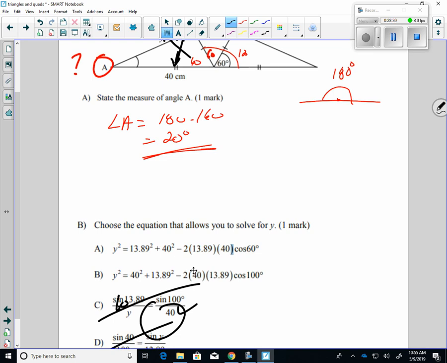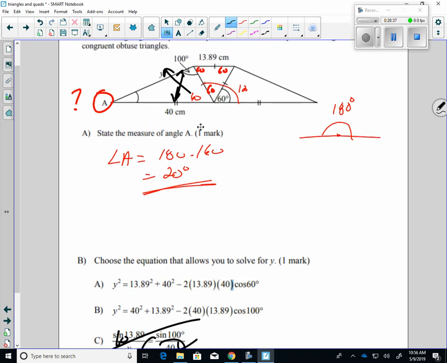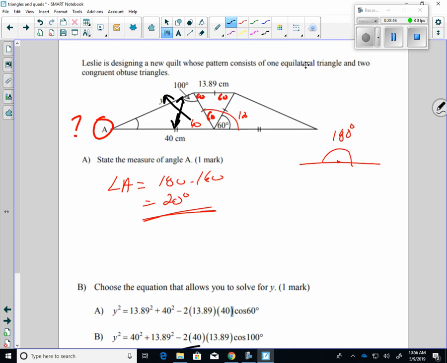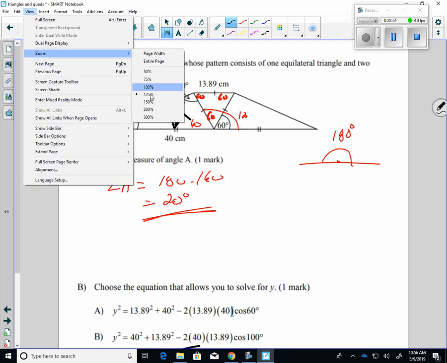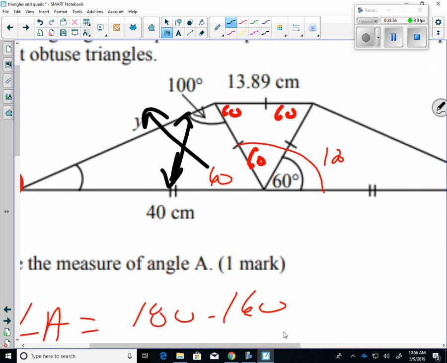Okay, well, let me just see here. Y squared equals... Oh, I see. These are hard. This side here is 13.89. Remember, that's an equilateral triangle. So this side right here, I'm going to zoom in. This is 13.89, so this side here is also 13.89. So I really have two sides and an angle.